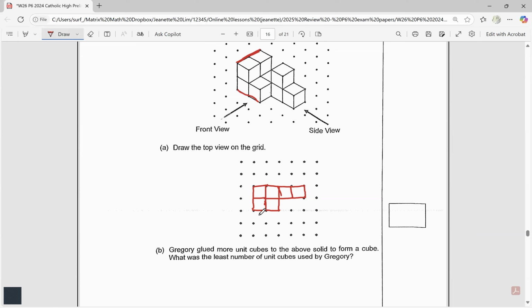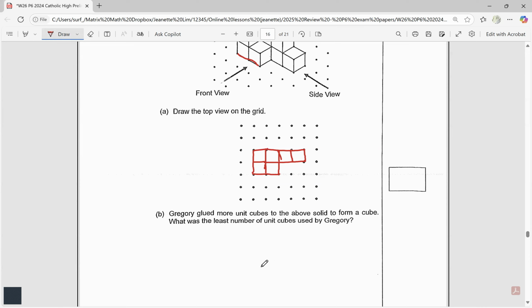So firstly, what's the smallest cube that he can form? The smallest possible cube that he can form, without removing, will have a side as long as the longest part of this solid. Okay, and the longest side will be these 4 cubes. So your cube needs to have a side of 4 cubes. So the total number of cubes that you need will be 4 times 4 times 4, which is 64.